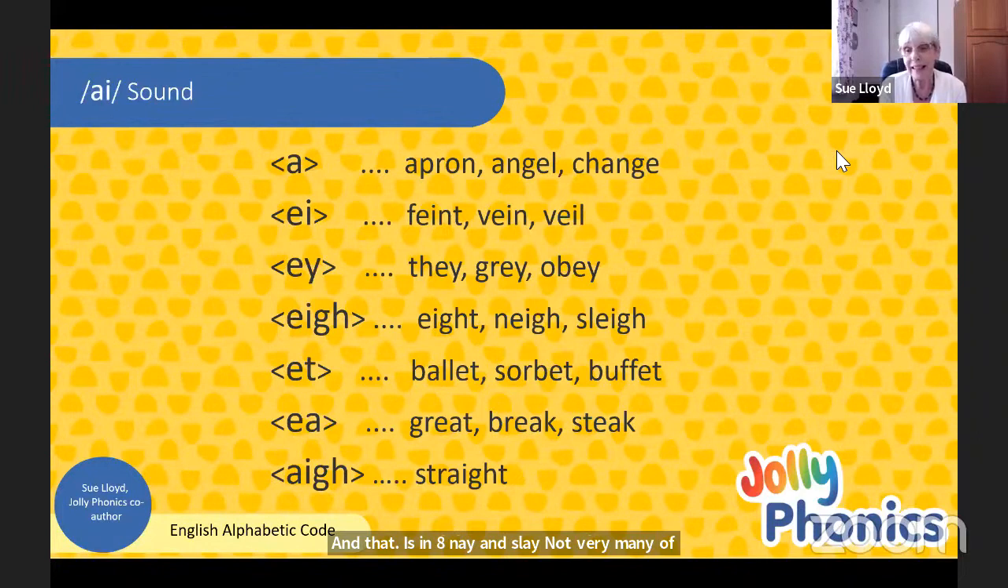The ET, like in ballet, this is a very strong French influence. Sorbet, buffet. Another A is EA, like in great and break and steak. And then last of all, AIGH, like in straight. But I think that's the only word. And I think there's only three of those EA ones.